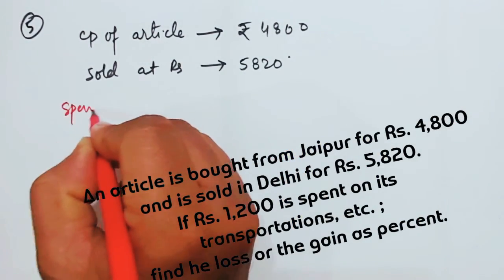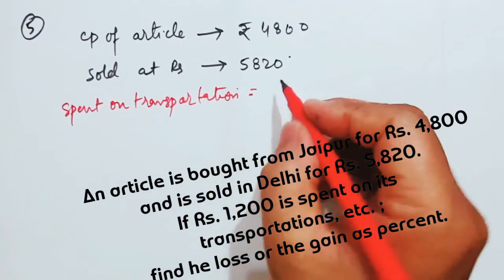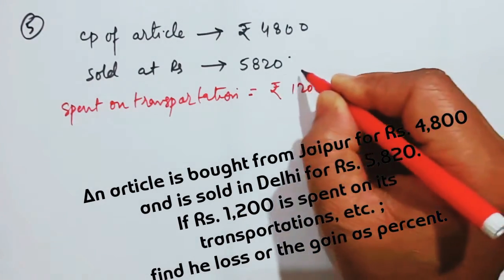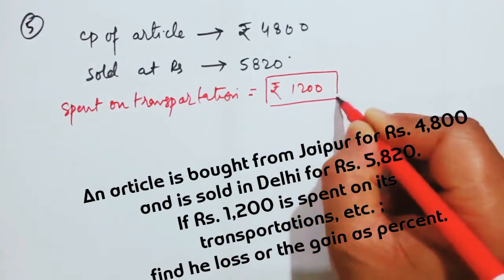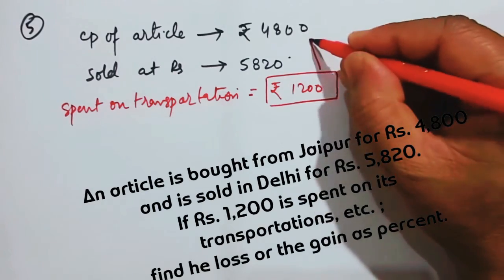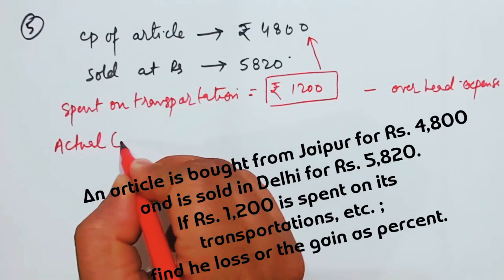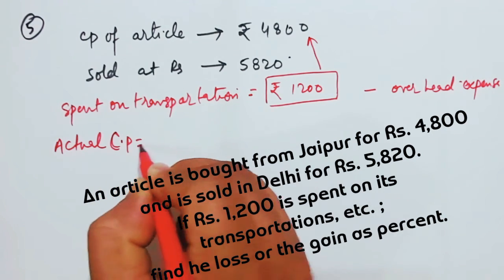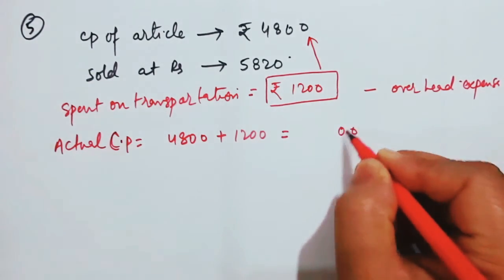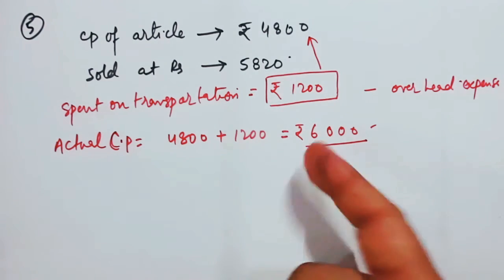So the money spent on transportation is rupees 1200. This is called the overhead expenses. These overhead expenses will be added to the previous cost price. So the actual cost price will be equal to 4800 plus 1200. 8 plus 2, 10, 6. So rupees 6000 is his actual cost price.